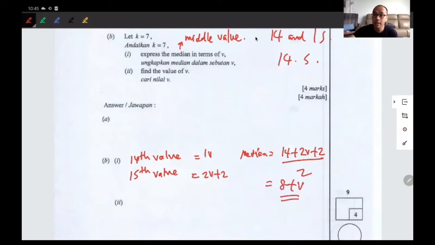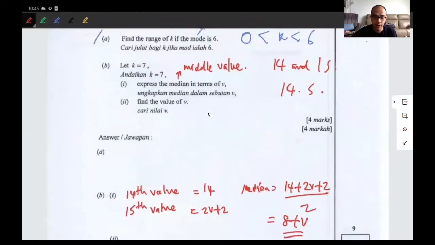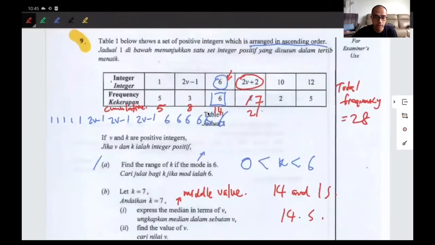Express the median in terms of V. So the median is in terms of V, using the 14th and the 15th value. Now then find the value of V. So when you find the value of V, hold on, find the value of V.